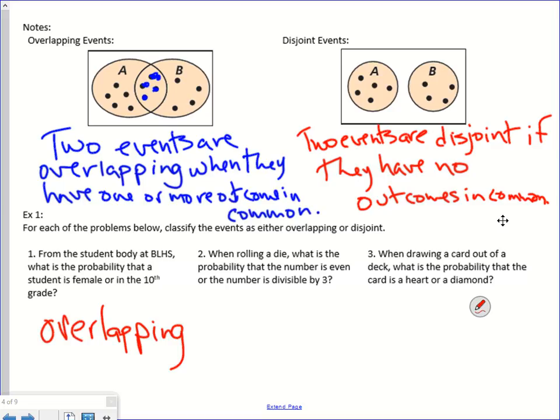Okay, next one. When rolling a die, what is the probability that the number is even or the number is divisible by 3? Okay, let's go through. Number is even. That would be 2, 4, or 6. Number divisible by 3. On a die, that would be either 3 or 6. So you heard it right there. There was 6 in both of those categories. So that means that this is also overlapping.